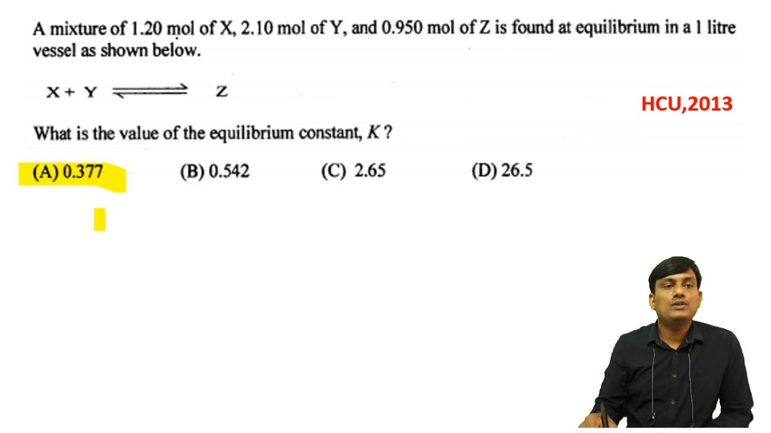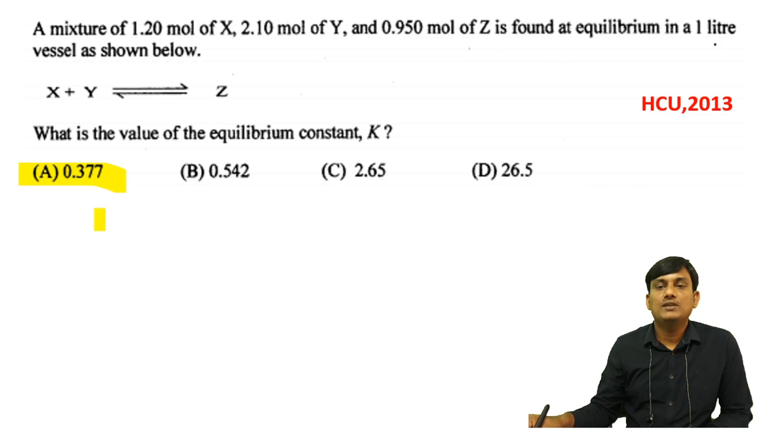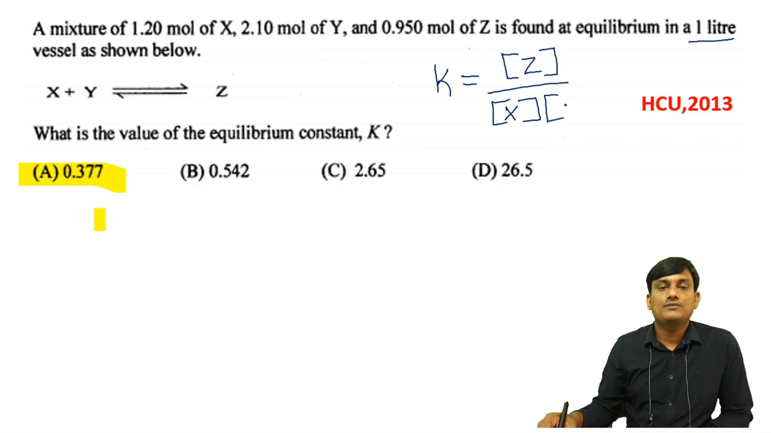A mixture of 1.20 mole of X, 2.10 mole of Y and 0.950 mole of Z is found at equilibrium in a 1 liter vessel as shown below. What is the value of the equilibrium constant K? To calculate equilibrium constant K, we have to know the equilibrium concentrations of Z and also of X and Y. The equilibrium constant K is a ratio of concentration of products and concentration of reactants.